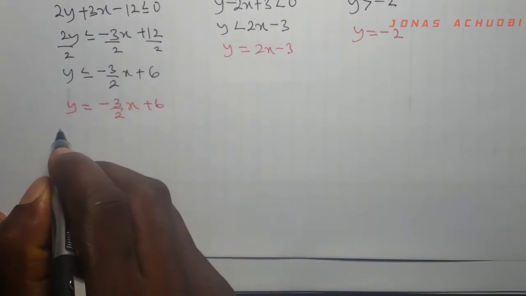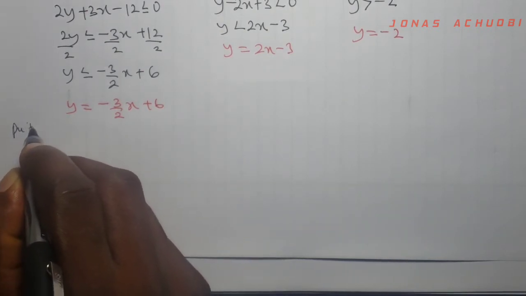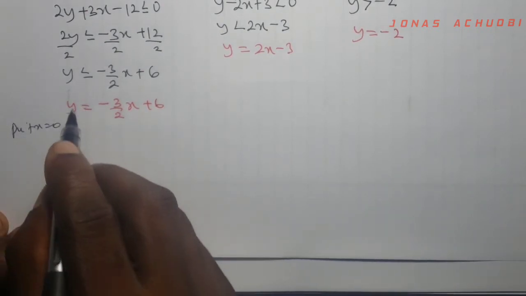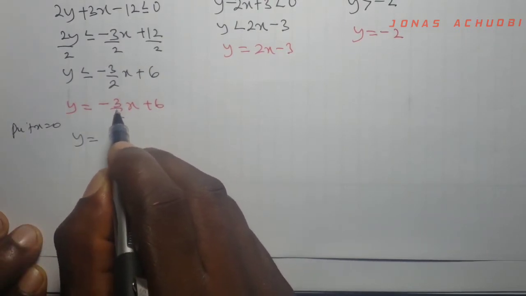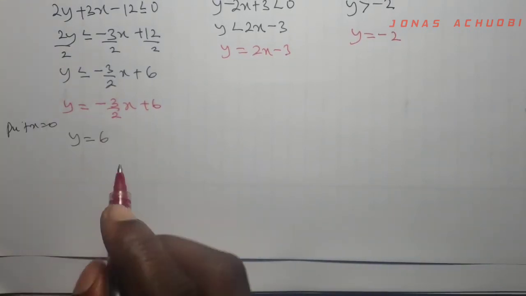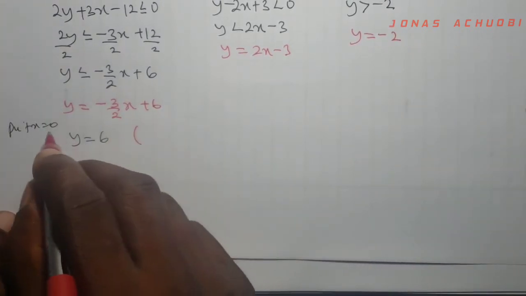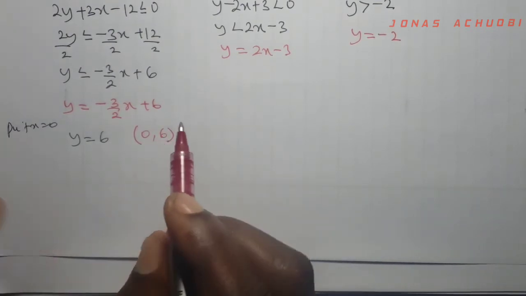So for the first one, when we put x as 0, what do we have? We get y equal to, when x is 0, 0 times whatever this is 0. So y equal to 6. So when x is 0, the first point we get here is x is 0, y is 6. Remember that this pair is an ordered pair.